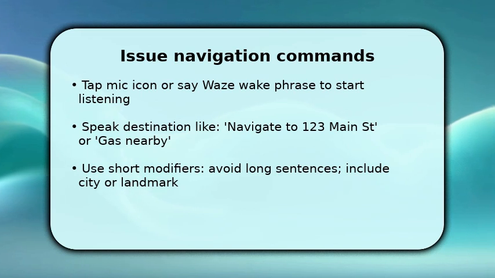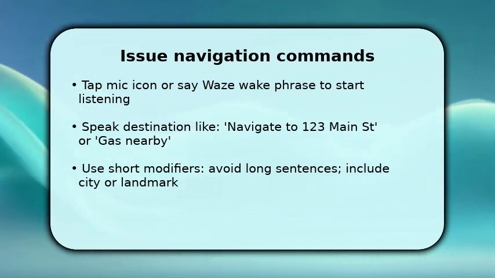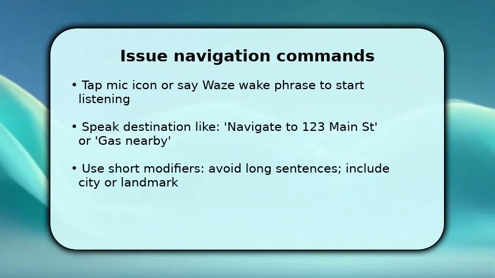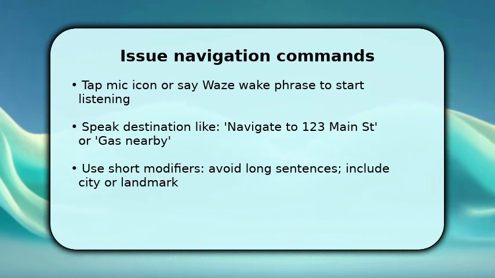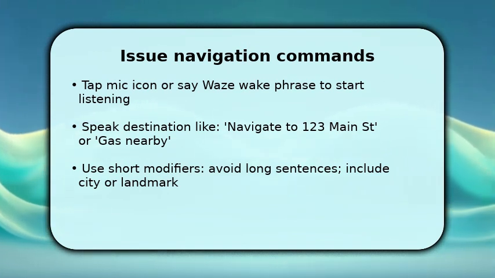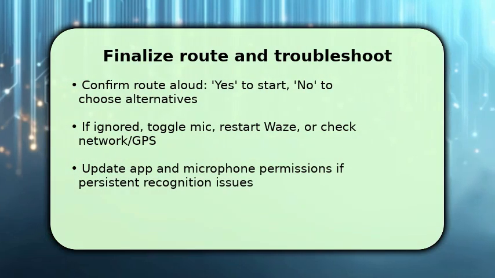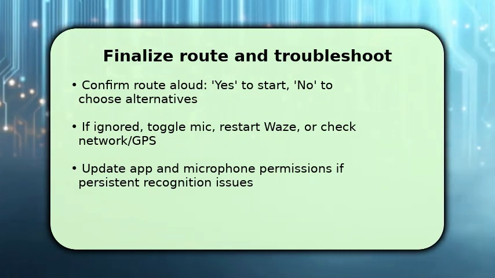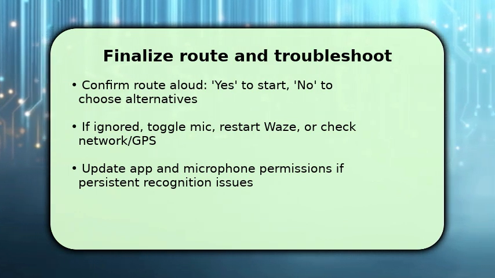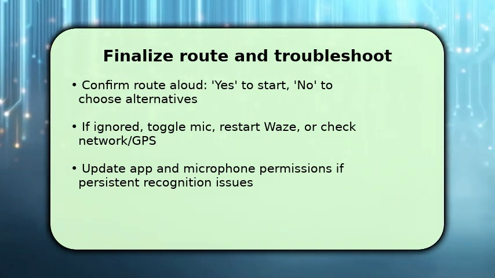Make sure to pause between multi-part requests, for example, set route first, then request avoid tolls, because Waze processes commands sequentially. Using short phrases reduces misrecognition, and to complete navigation, listen for Waze route confirmation and answer verbally. Say yes to begin or no to see alternatives. Once underway, you can ask for ETA, alternate routes, or avoid highways mid-trip.